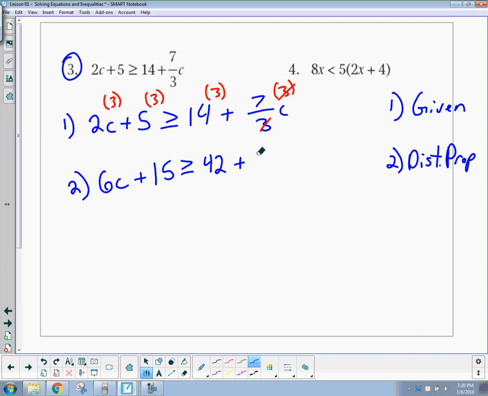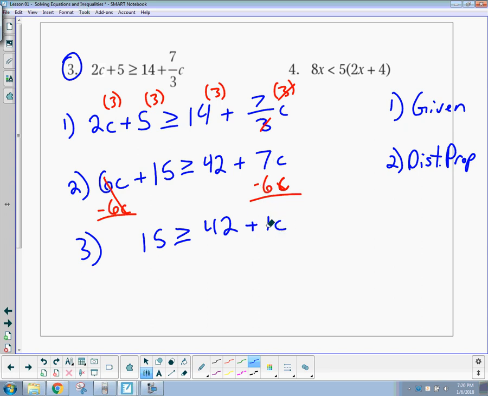Okay? And again, rule of thumb, I would move the smaller c since we've got to move our variables to one side. So minus 6c. And since I'm subtracting, that'll be our next reason. So those cancel, so we just have the 15 greater than or equal to 42, plus 7 minus 6 is 1c. You don't need the 1 there, but I'll put it there for us anyway. And again, subtract, prop, equal out.